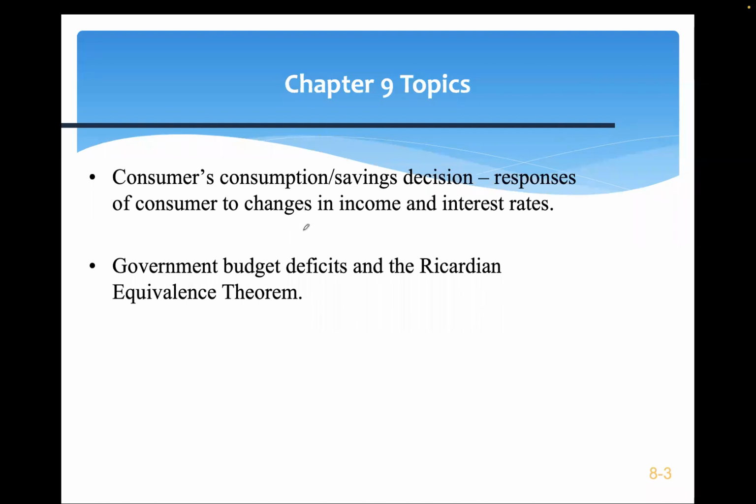So this is a question we can answer at the end of this chapter. For example, we are going to see how a government budget deficit affects consumers' consumption and saving decision.